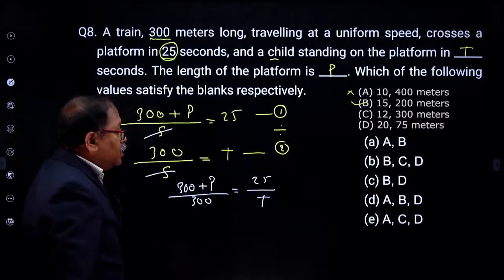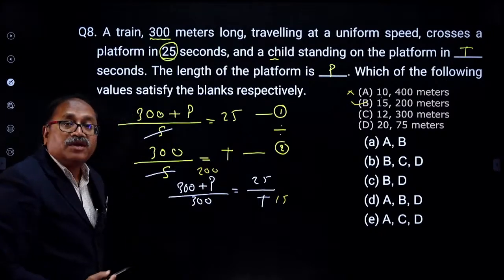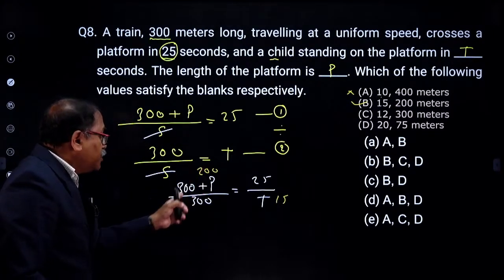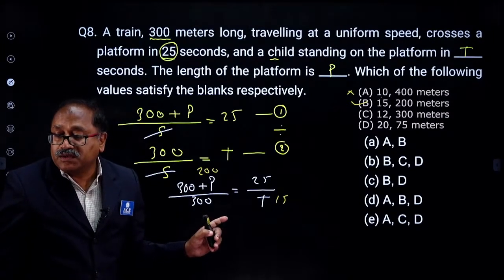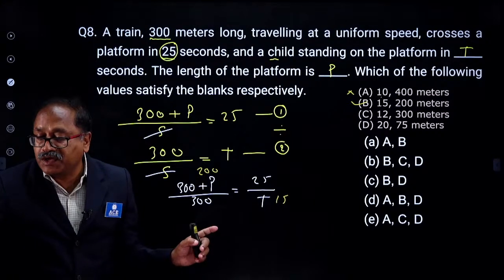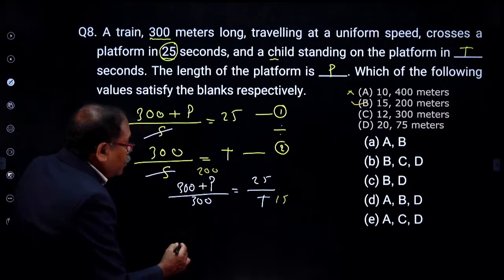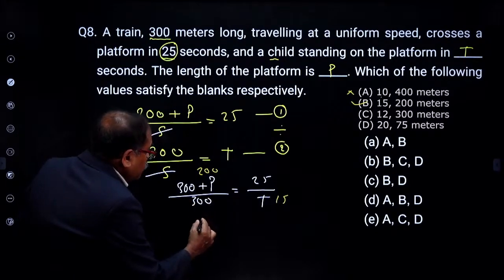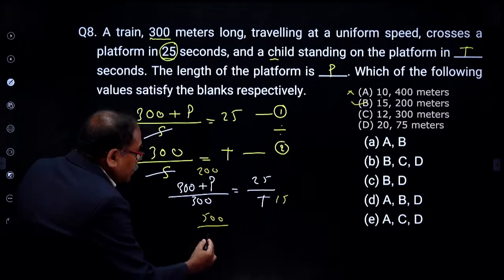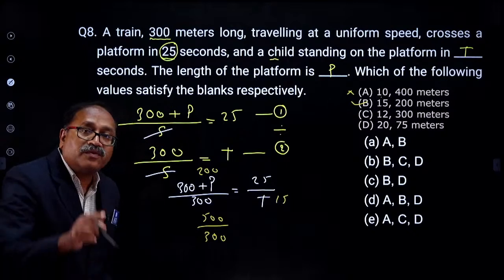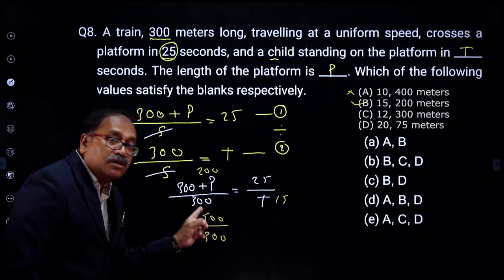B. If I replace this by 15 and this by 200, then what is the value here? The total is 500. 500 by 300. So are we getting that? Yes? Okay. Now, what is this 500 by 300? Is it not 5 by 3?